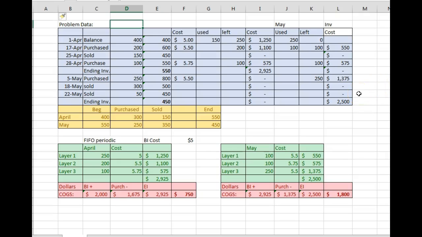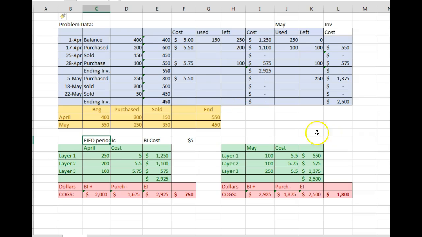This is problem 8.5, and I've had a couple of emails asking how that worksheet, or how the template, works. It is an extensive problem, so I'm going to take this step by step. What I have is the very first calculation they want you to make. This is for FIFO periodic.